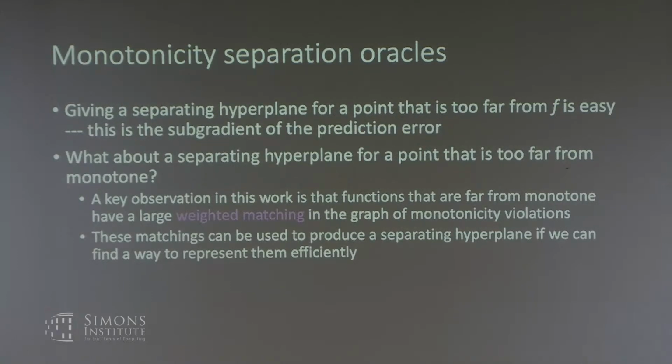So giving a separating hyperplane for a point that has too high of error from f is easy and known, but giving a separating hyperplane for a point that's too far from monotone is something that previously hadn't been considered. So a key observation in this work is the fact that functions that are far from monotone have a large matching in the graph of monotonicity violations, which is something I'm about to define. And this is a witness for the distance to monotonicity. And this matching, if we can find a way to represent it efficiently, can be used to produce a separating hyperplane.